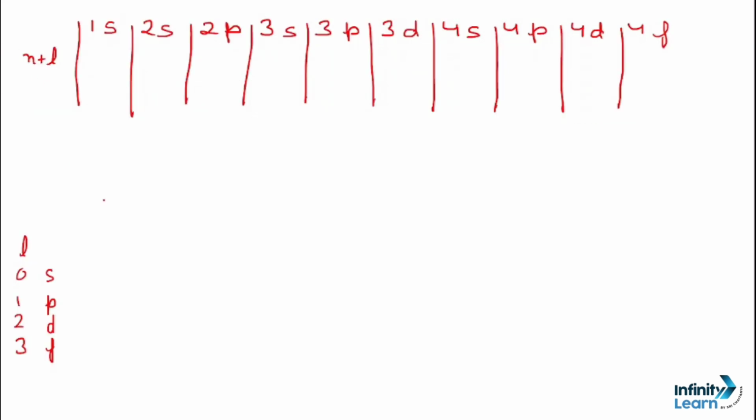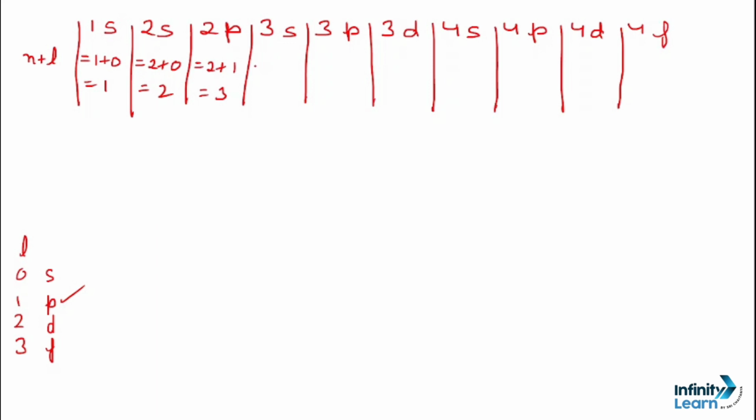So friends, let's find out the values of n plus L with the help of these L values. So n will be our number of shell, that is 1, and s value is 0 here. So the value of 1s will be 1. Then the value of 2s will be 2 plus s means 0, so we get 2. Then in 2p, the value of n will be 2 and p is equal to 1, so its value will be 3.